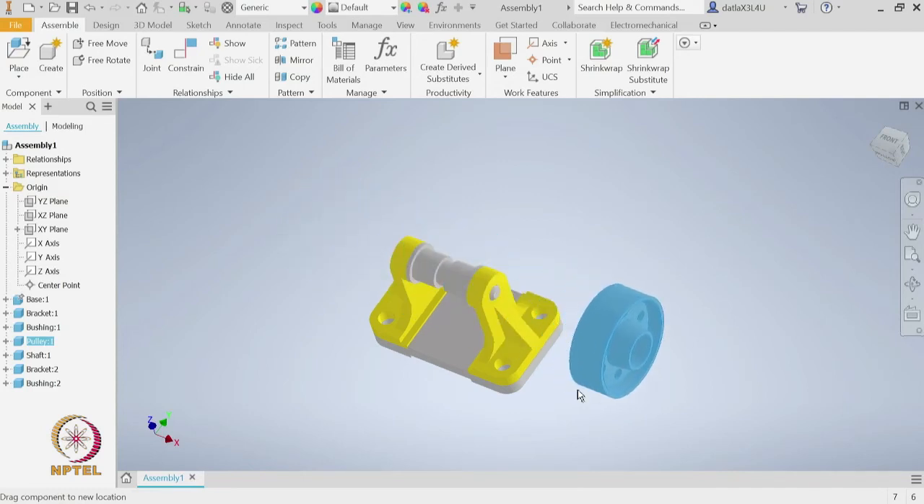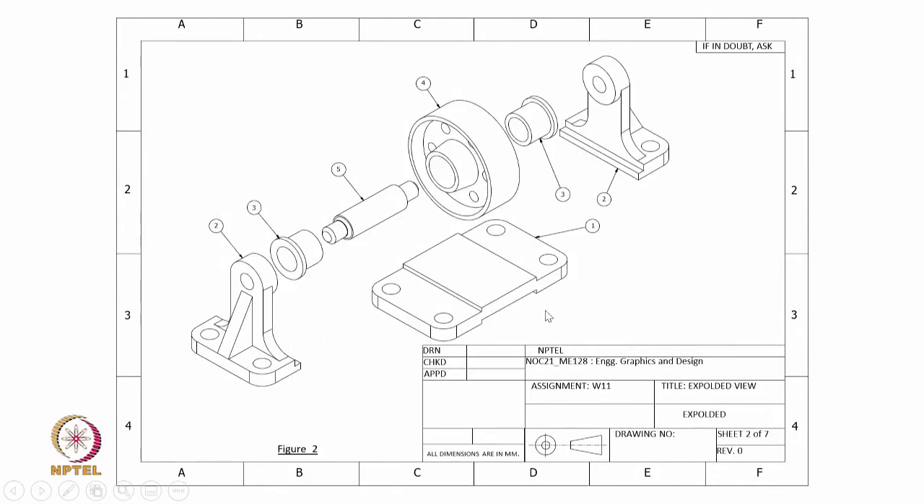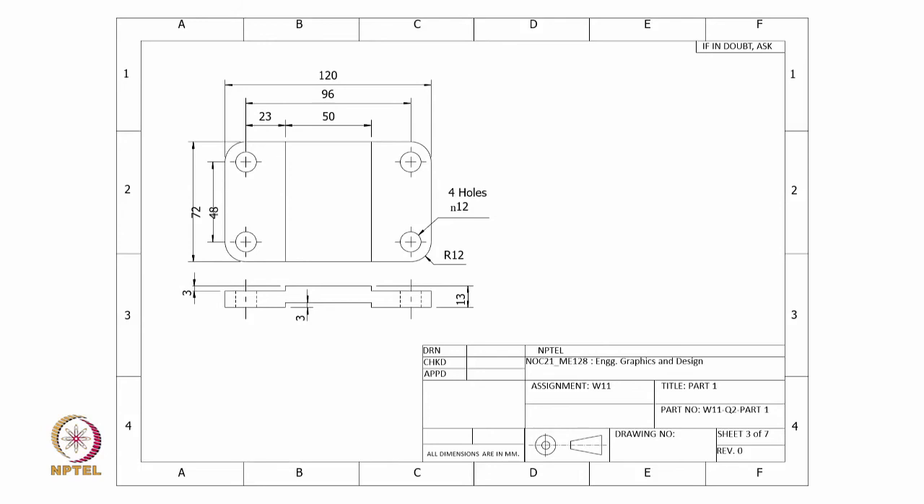constrain. To apply that, let us study the problem one more time. So, if we look at here, we see that this pulley should be falling in the middle of the base plate. So, let us go to the base plate drawing which will give us a clear idea. The length of the base plate is 120. So, the center plane is at a distance of 60 from the edge.